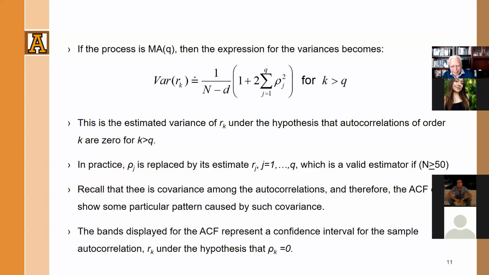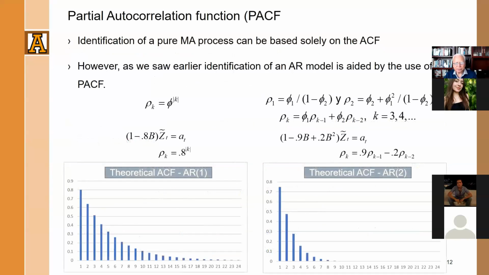Now, the bands for the ACF represent the confidence interval for the sample autocorrelation under the hypothesis that rho k is equal to 0. So for each value of k, under the hypothesis that the autocorrelation of lag k is 0, that's the way you compute the confidence intervals.